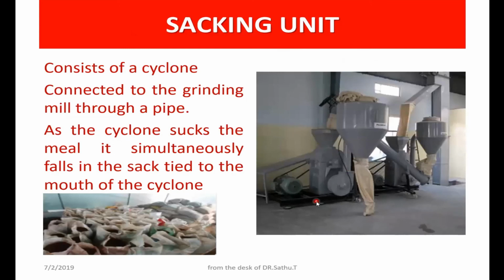So sacking units consist of a cyclone. We have the cyclone here connected to the grinding mill through the pipe. From the air, it will come. We have the cyclone shears, and as the cyclone sucks the meal, it simultaneously falls into the sacks. The sack will then be tied or sealed using twine threads.